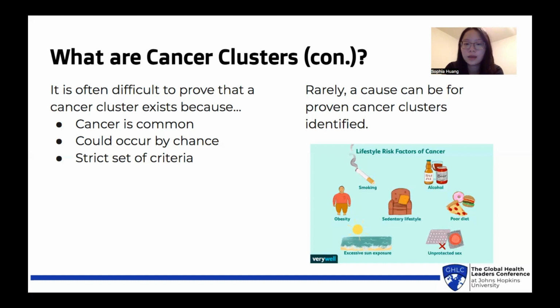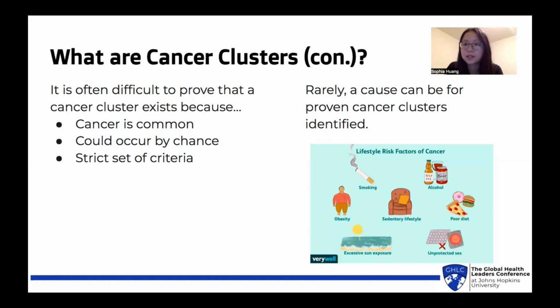So even if a cancer cluster is proven to exist after investigation by a state or federal health department, it is rare for a cause to be identified. First, especially in cases where there are multiple exposures to cancer in a geographic area, it is very difficult to single out one specific exposure that directly causes a cancer because in many cases, exposures intermingle.